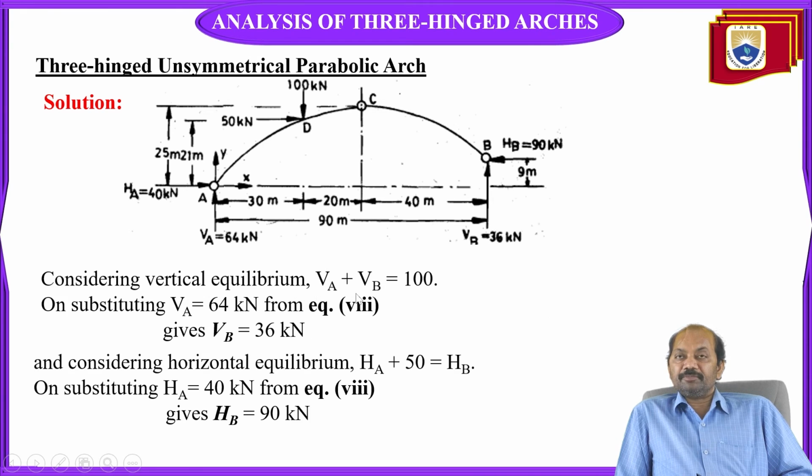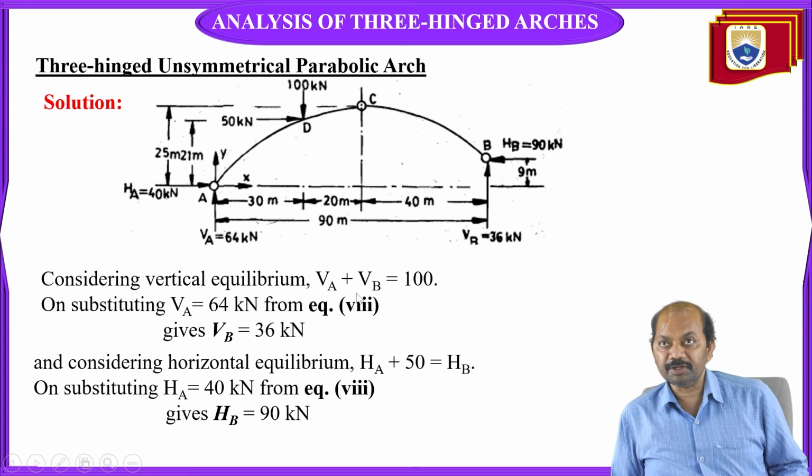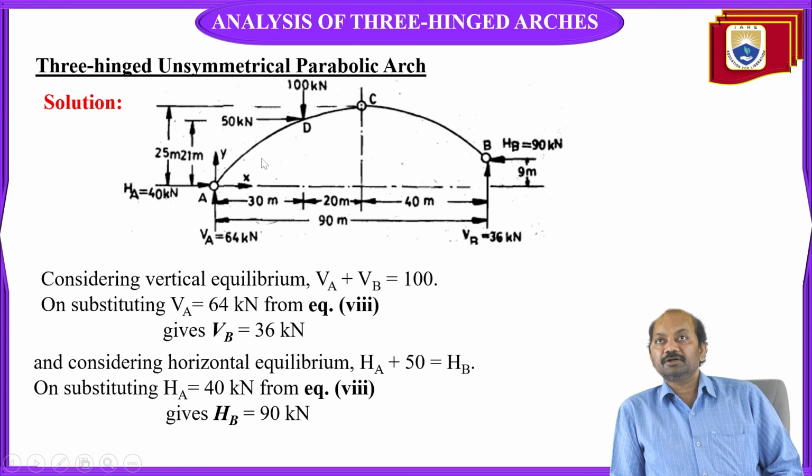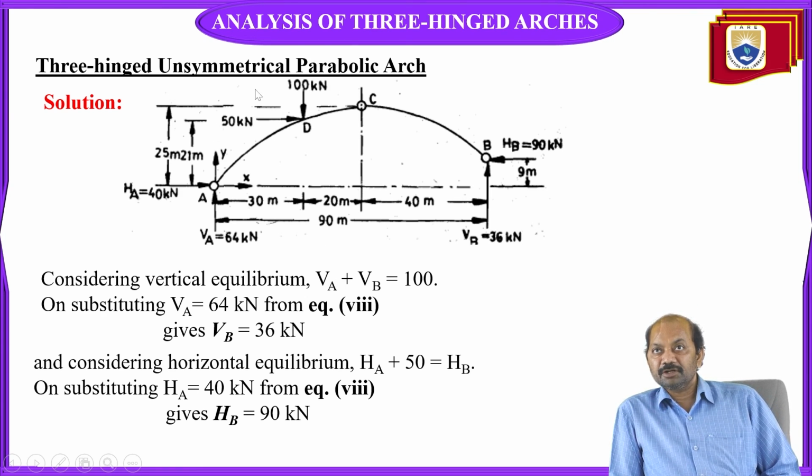Considering vertical equilibrium, VA plus VB is equal to 100. You can observe the figure. Here the sum of the vertical forces is 100 kilonewtons. To resist this 100 kilonewtons, the sum of the reactions VA and VB should be 100. That is why VA plus VB is equal to 100. On substituting VA from equation 8 gives VB is equal to 36 kilonewtons.